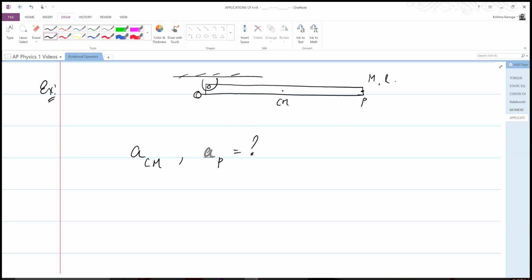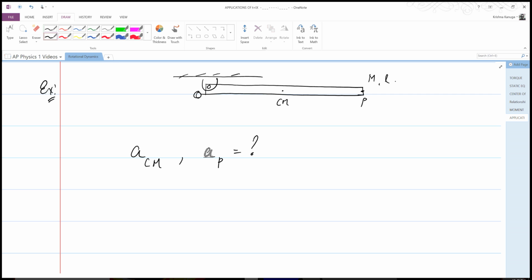By now, I hope you all realize that anytime something is turning, rotating, or spinning, the acceleration or velocities of different points on the object will be different depending on how far they are. So here clearly the center of mass is closer to the axis of rotation, so we expect ACM to be less than AP. Let's calculate and see if this ends up being true.